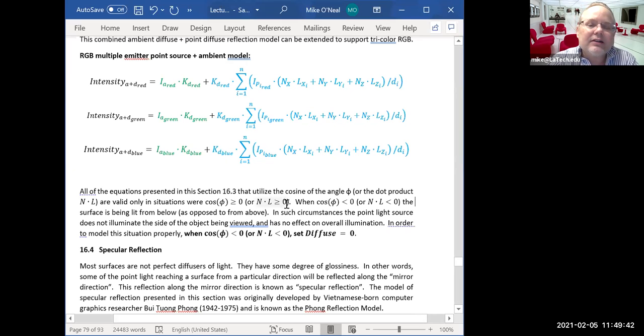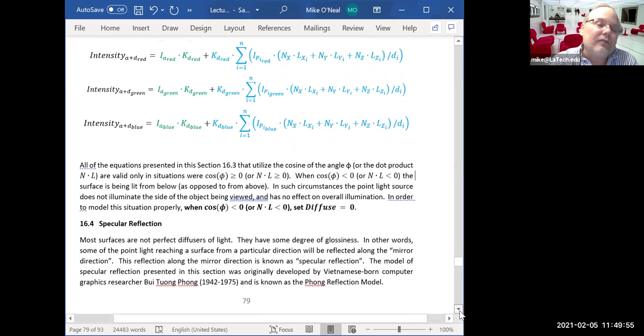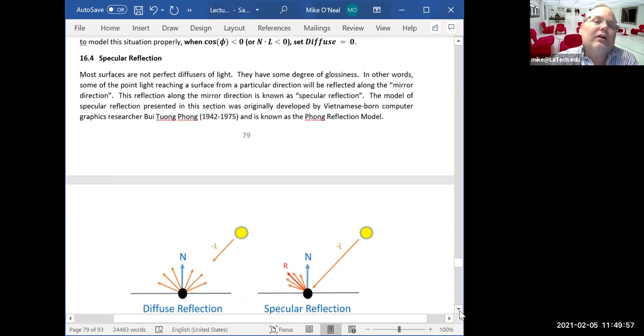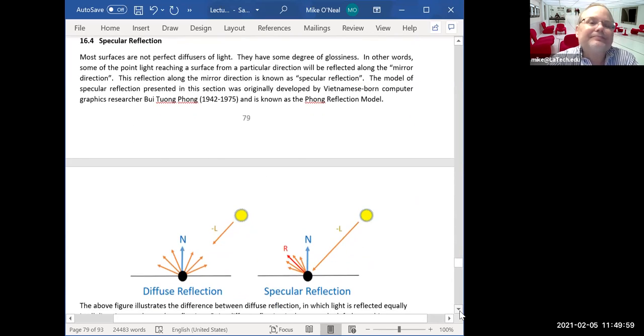Also, you notice I said these are fine as long as it's greater than or equal to 0. Well, when it's equal to 0, your diffuse is going to mathematically work out to be 0 anyway. So, okay, specular reflection. We're getting there.